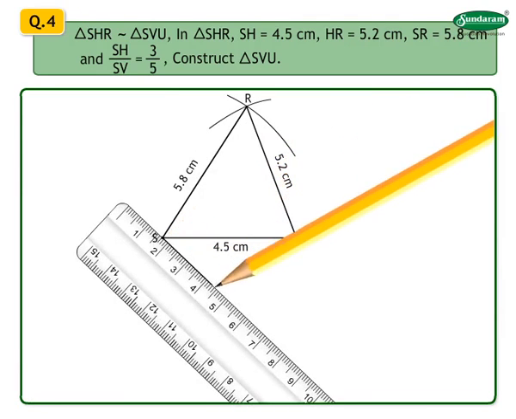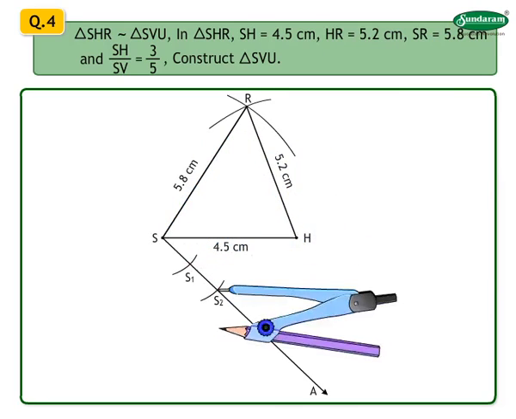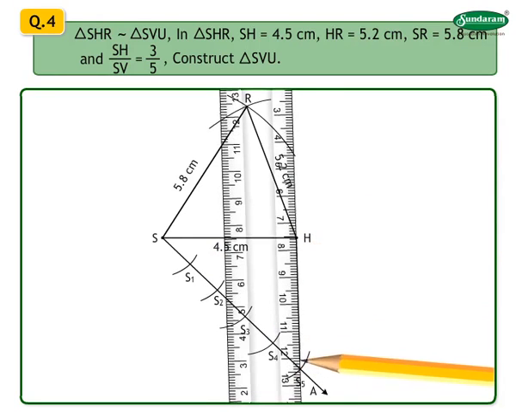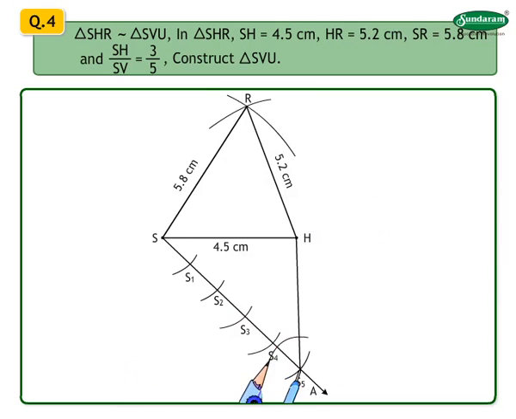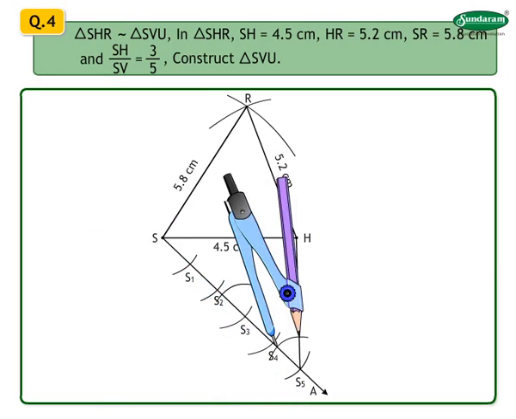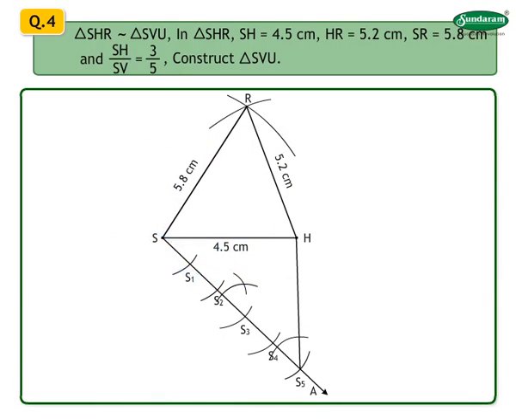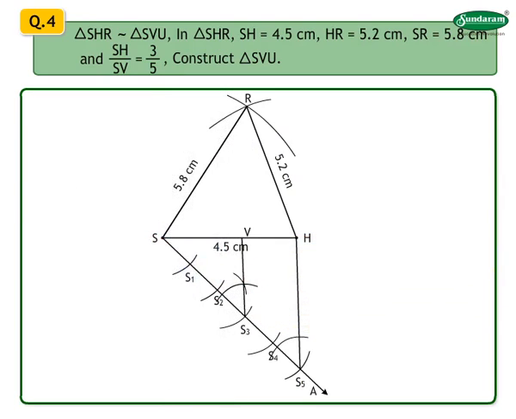Now draw any ray SA making an acute angle with segment SH. Divide the ray SA in 5 equal parts. Name them as S1, S2, S3, S4, S5. Now join HS5. Keep the point of compass on S5 and draw an arc. Taking the same distance, cut an arc from point S3. Now measure the distance of the arc drawn at point S5 and cut the arc drawn at point S3. Draw a line passing through point S3 and touching the segment SH at point V.